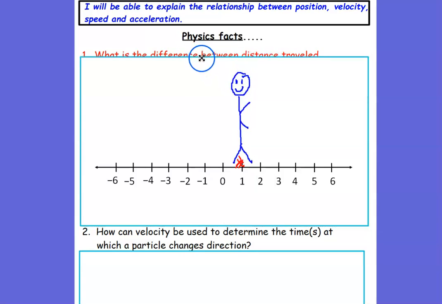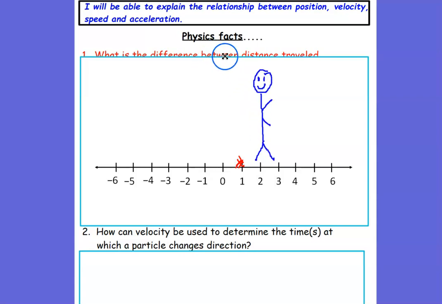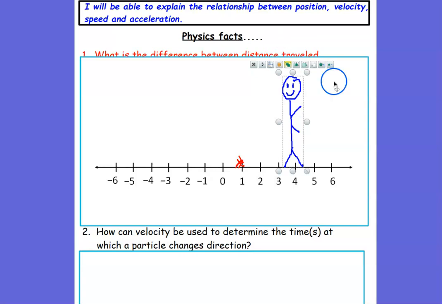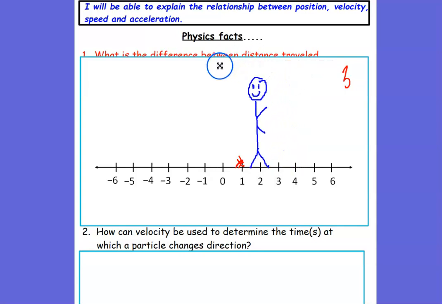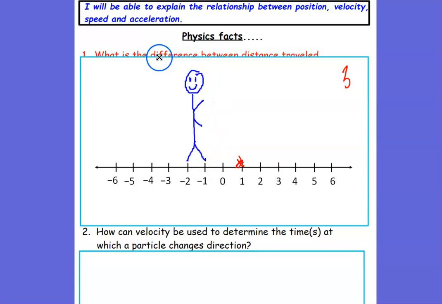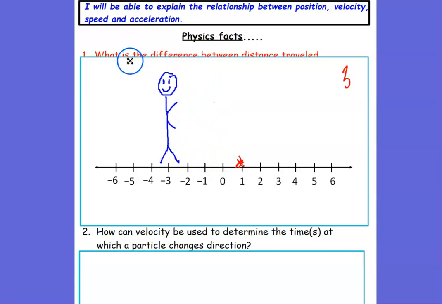All right, there he is. So he's at 1. So he's going to travel 1, 2, 3 to the right. So far, I'm going to write that number over here so I don't forget. So far, he has traveled 3 to the right. Okay, now he decides that he's going to change direction, and he's going to travel 1, 2, 3, 4, 5, 6, 7 to the left.